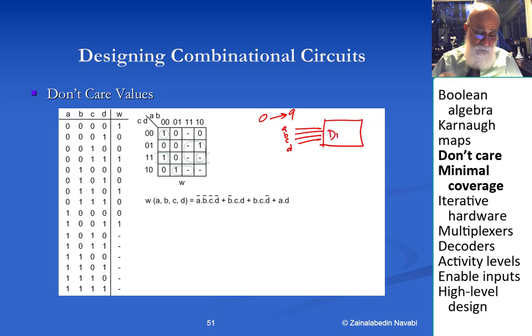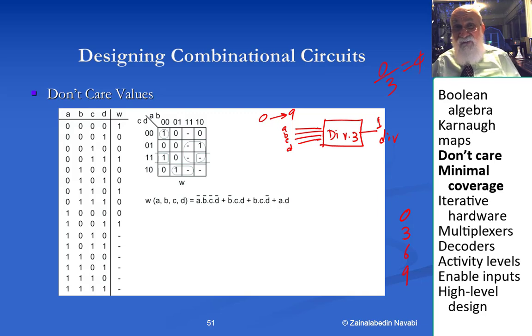If the input is divisible by 3, or if it's 0, then the output becomes 1. Well, 0 may be divisible by 3 too, right? 0 divided by 3 is 0. So if the inputs are 0, 3, 6, 9, the output is 1.